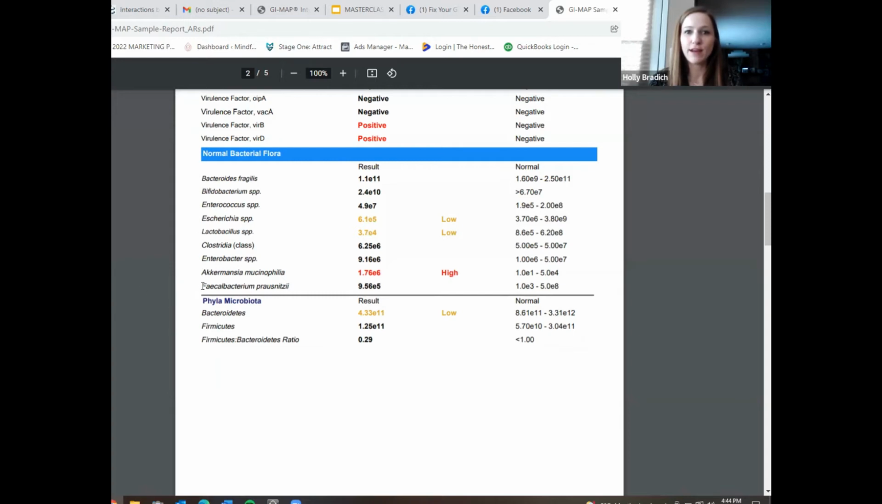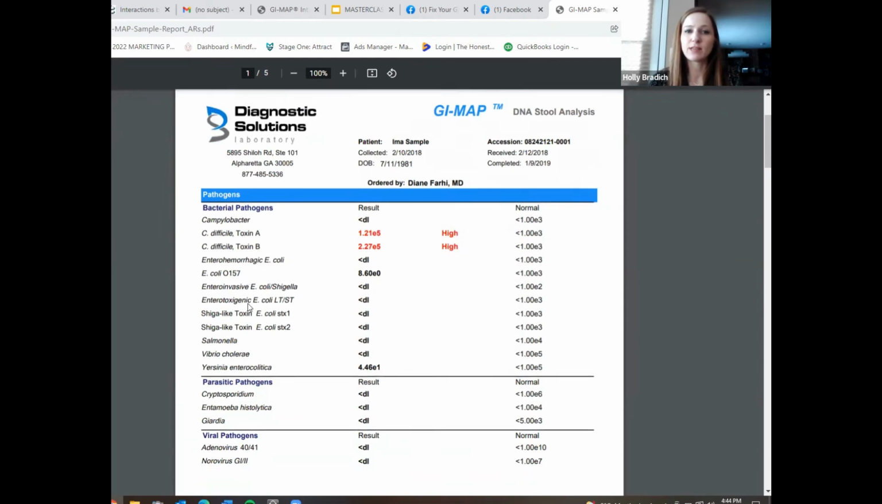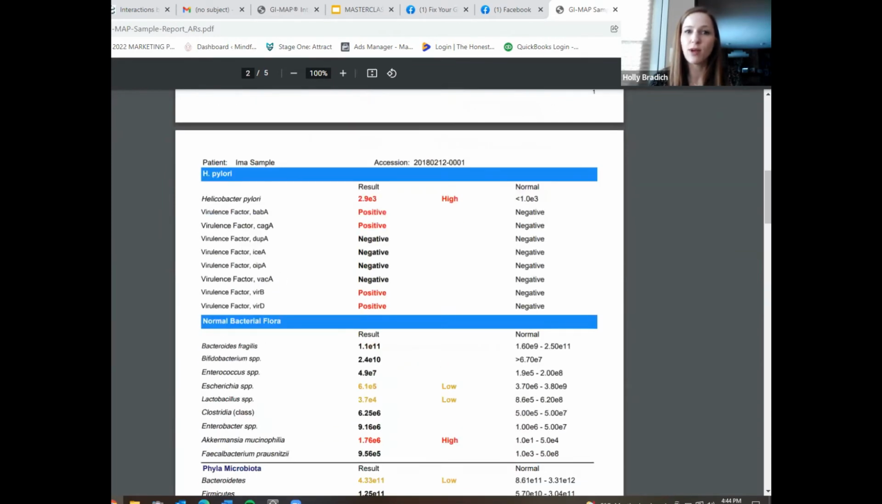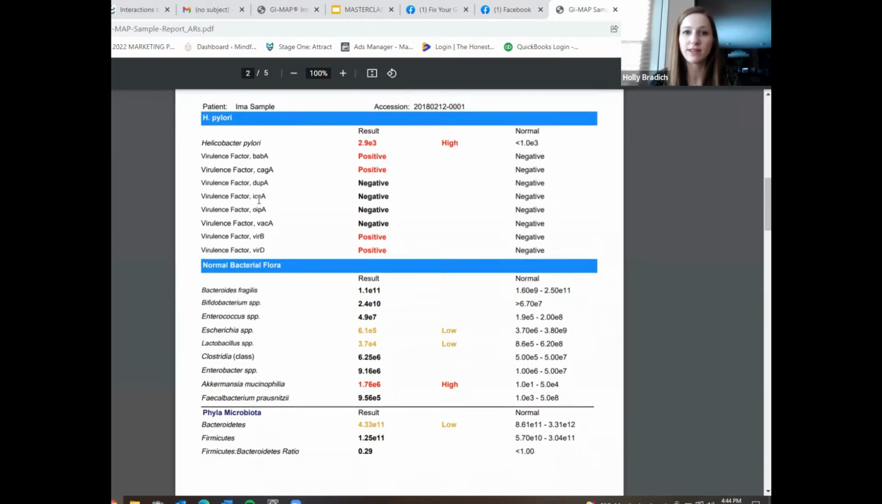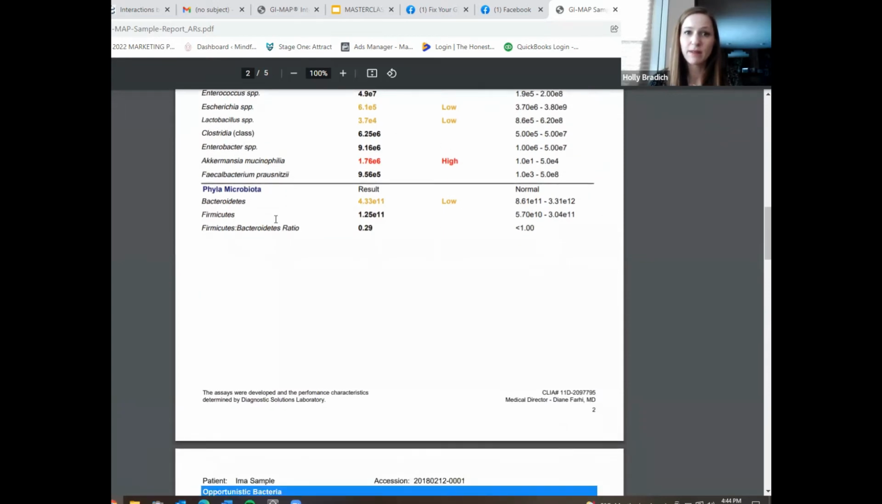And the Fecalibacterium prausnitzii, it looks like that one's normal. So that's good. So far we're looking at this person has been exposed to C. diff, not necessarily a problem. They likely have active H. pylori, which could be causing ulcers in their stomach. And they have low levels of some of the healthy bacteria and a high Akkermansia, which could be causing some irritation in the gut.